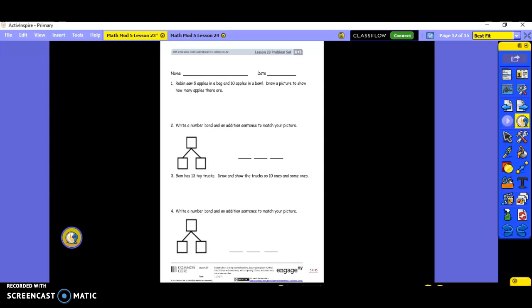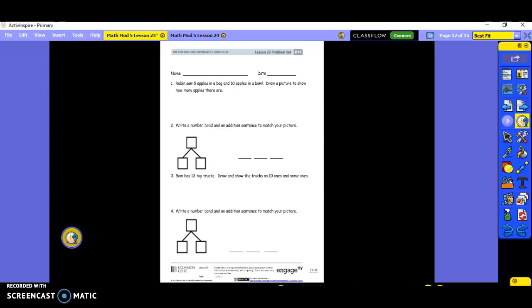All right, boys and girls, we are back to do the first problem on our problem set together. So let's read number 1. It says, Robin saw 5 apples in a bag and 10 apples in a bowl. Draw a picture to show how many apples there are.